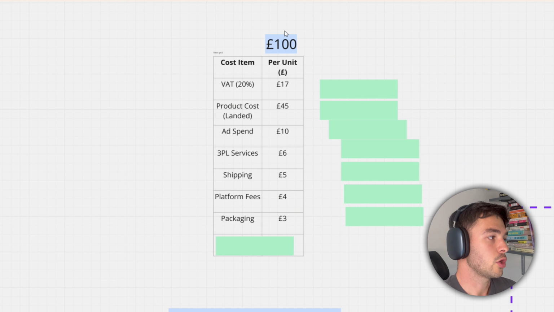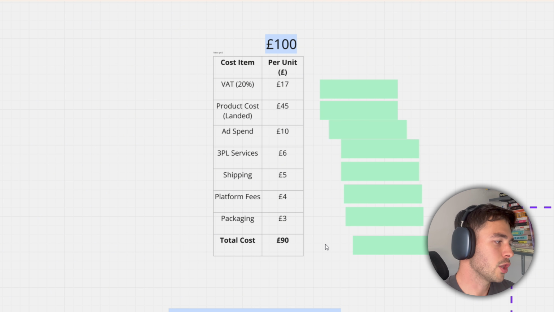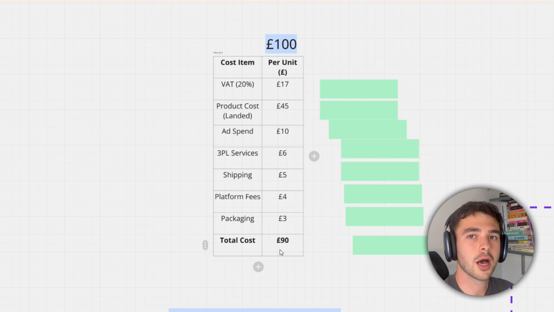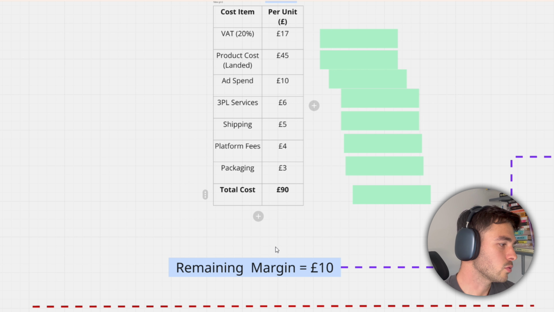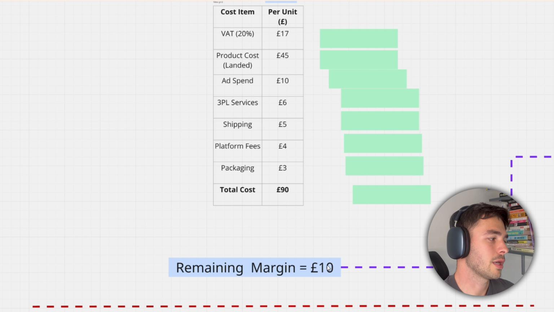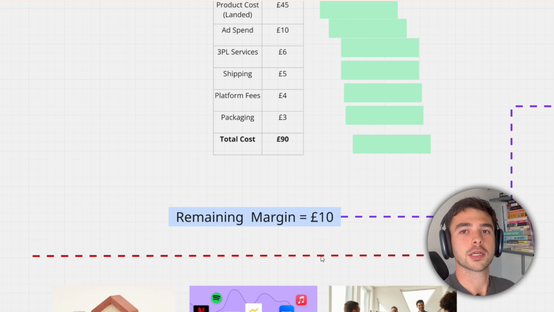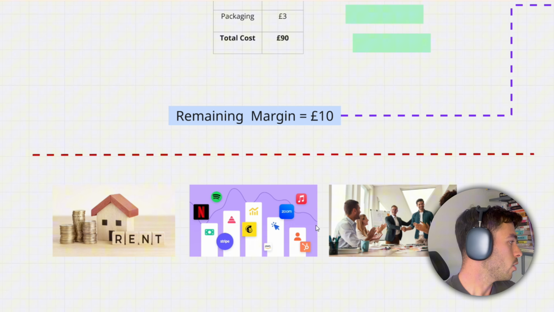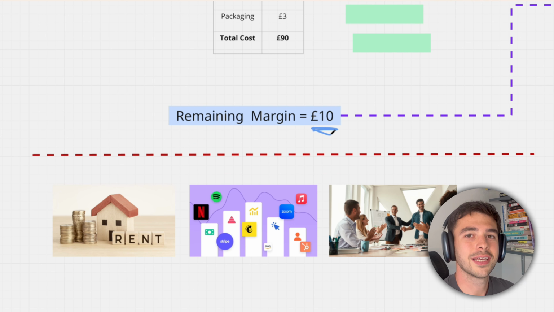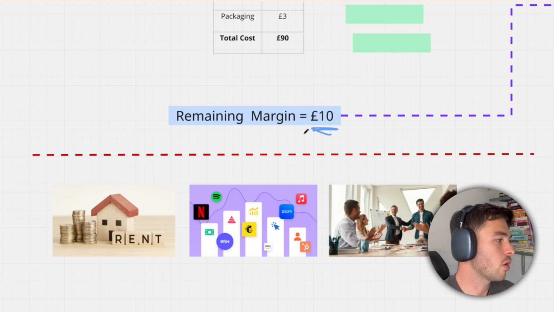So we sold a unit for £100. After all of these costs, what are we left with? We are left with £90 of costs. 100 minus 90, as you'd expect, is £10. That's your remaining margin. And you might think, great, solid, £10 in the bag, let's go. However, you have overheads to cover, meaning that we now need to distribute this £10, or at least apportion some of that to our overheads.